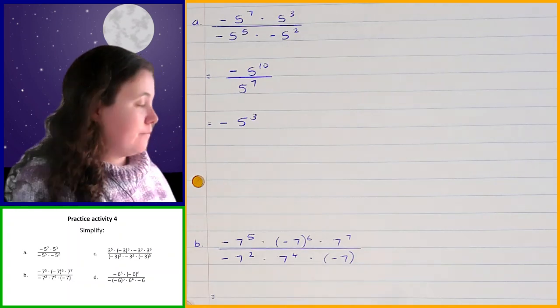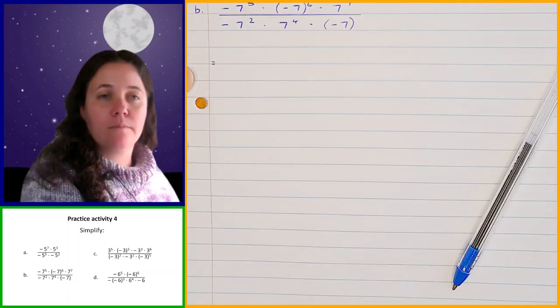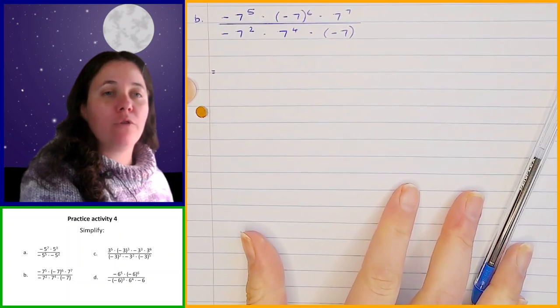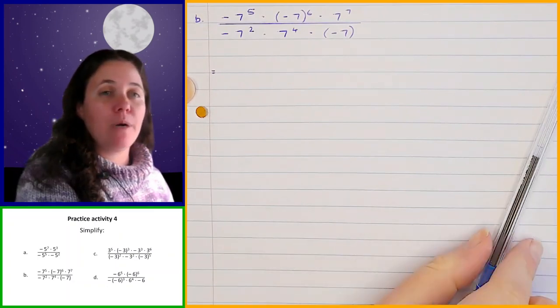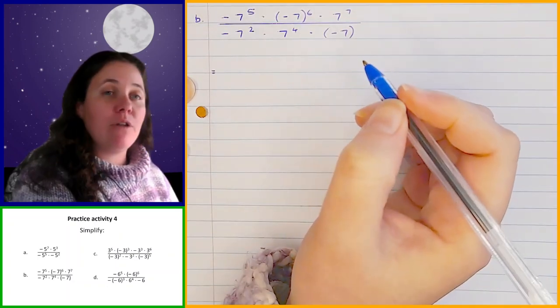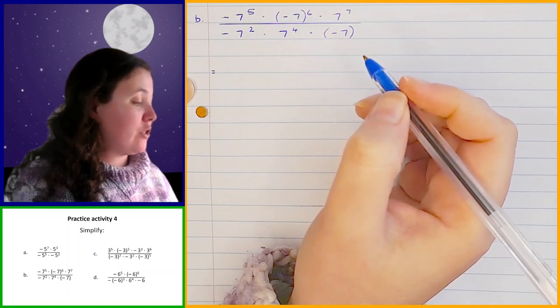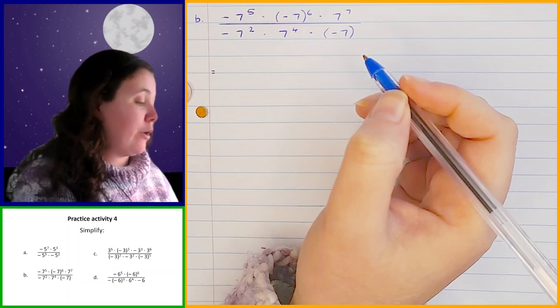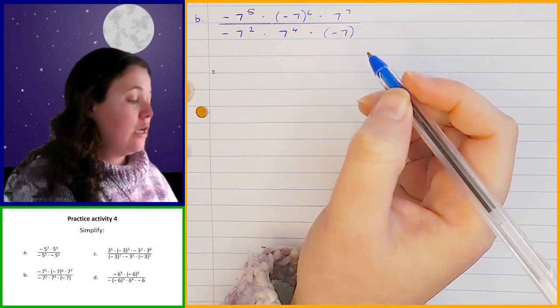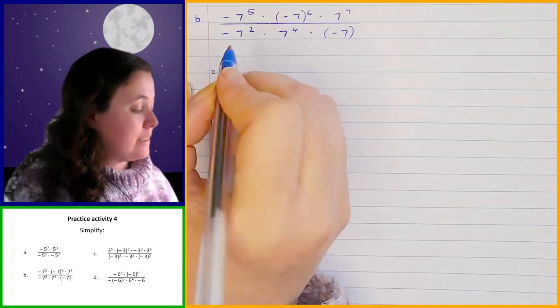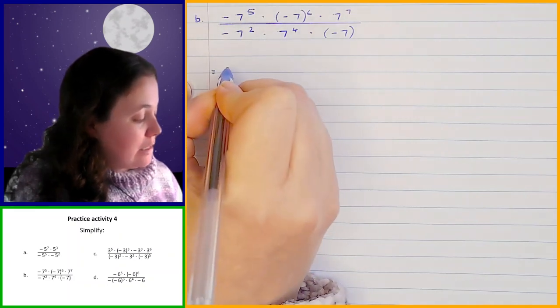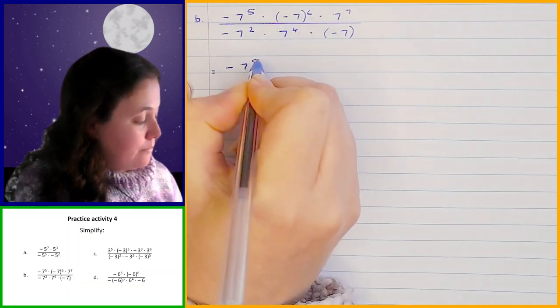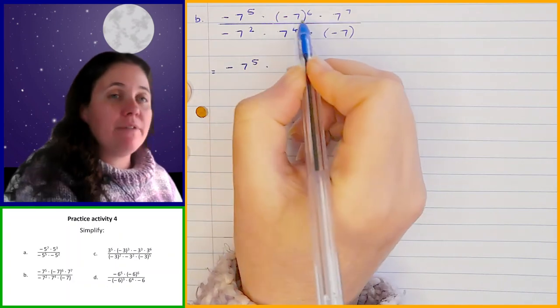Question B. Here we have negative 7 to the power of 5 times negative 7 in brackets to the power of 6 times 7 to the power of 7 over negative 7 squared times 7 to the power of 4 times negative 7 in brackets. The first thing we're going to do is get rid of our brackets. In the numerator, this is going to stay as it is, and then I've got negative 7 to the power of 6.